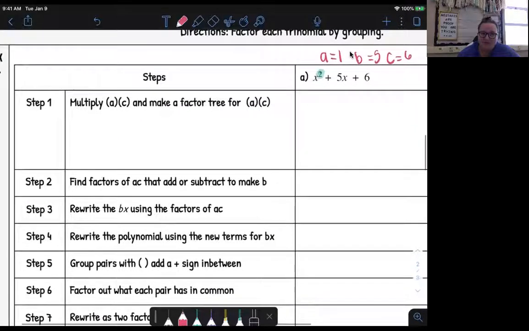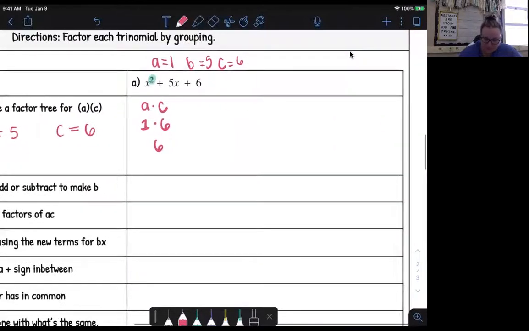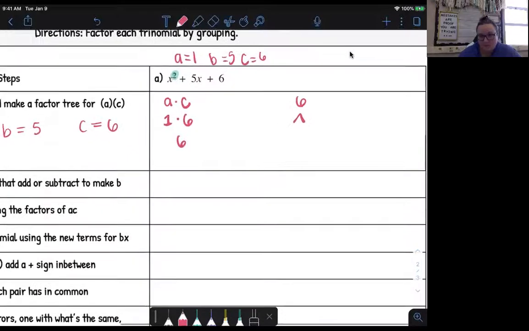So step 1 is to multiply A times C and make a factor tree for A times C. So we already identified that A is 1 and B is 5 and C is 6. So we're going to multiply A times C. So A times C is 1 times 6, which is 6. So we're going to make a factor tree for 6. A factor tree just lists all of the what times what is 6. So for example, 1 times 6 is 6, and 2 times 3 is 6. Then 3 times 2, but we already have that, and then 4 doesn't go in, 5 doesn't go in, 6 does, but we already have 1 times 6, so we're done.